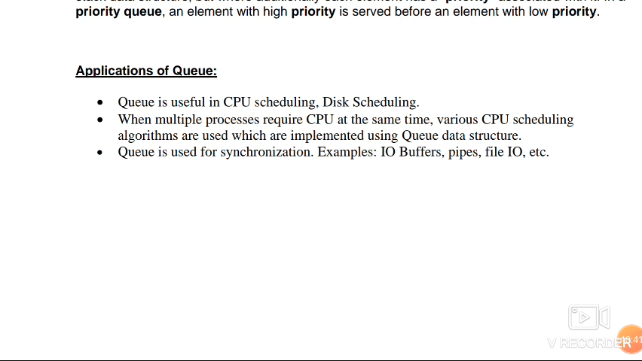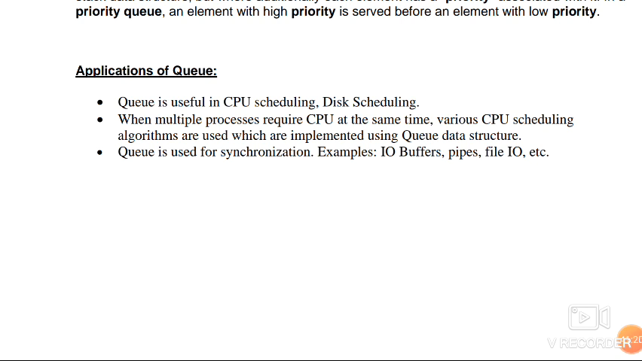Also, when multiple processes require the CPU at the same time, various CPU scheduling algorithms are used, which are implemented by using only queue as a data structure. Also, we can use queue for various synchronization purposes, for example, IO buffer, pipes, files, IO, etc. In this way, there are so many applications of queue.